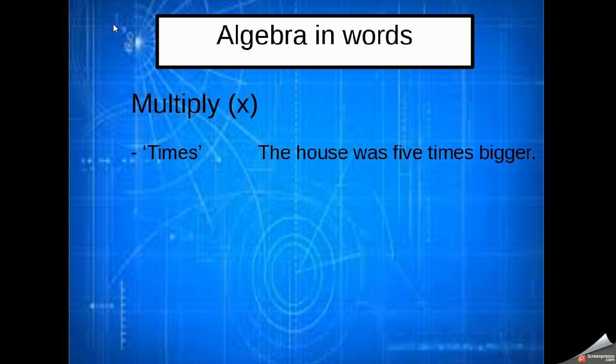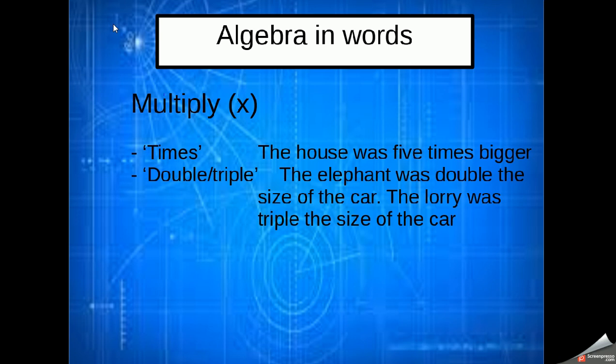Multiplying then. Times. When we say the word times, yes, you usually do 2 times 3 quite often, but remember that when you're saying something's 5 times bigger, we're multiplying it by 5. Double, triple. Double represents multiplying by 2, triple represents multiplying by 3. So the elephant was double the size of the car, multiply the size of the car by 2 and you get the weight of the elephant. The lorry was triple the size of the car, multiply the size of the car by 3, you get the size of the lorry.